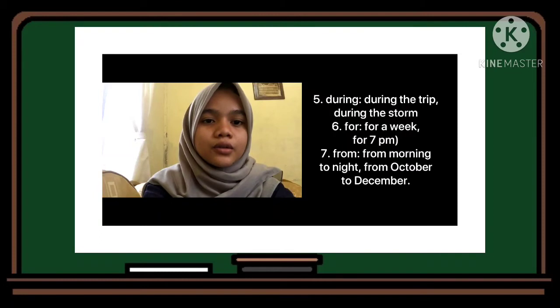Next, during. Example: during the trip, during the storm. Next, for. Example: for a week or for 7 p.m. Next, from. Example: from morning to night, from October to December.